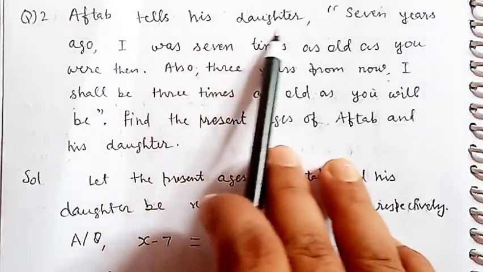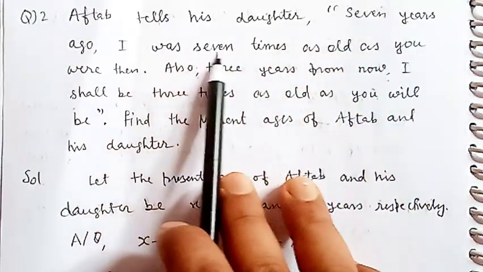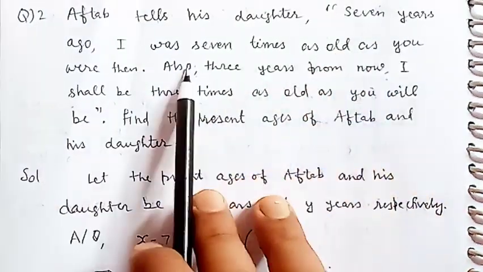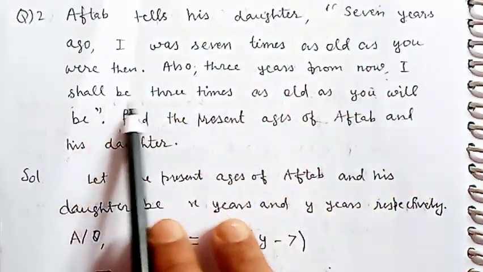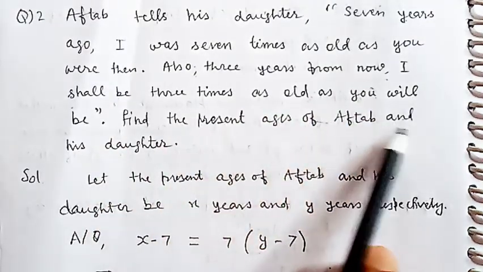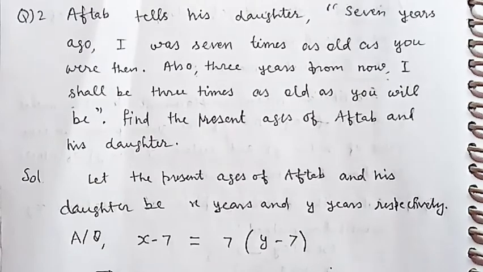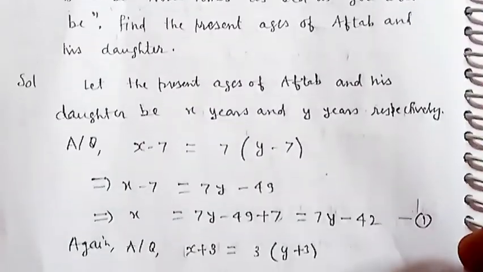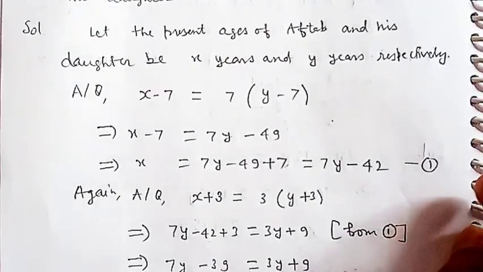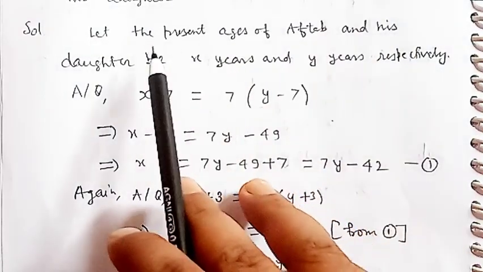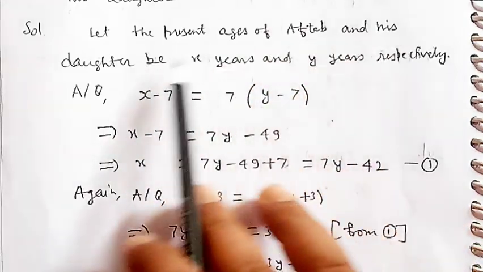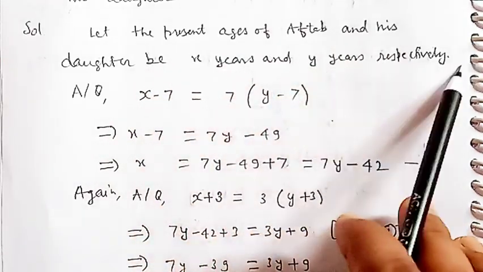Aftab tells his daughter, 7 years ago, I was 7 times as old as you were then. Also 3 years from now, I shall be 3 times as old as you will be. Find the present ages of Aftab and his daughter. Let us form an equation from the given statement. Let the present ages of Aftab and his daughter be x years and y years respectively.